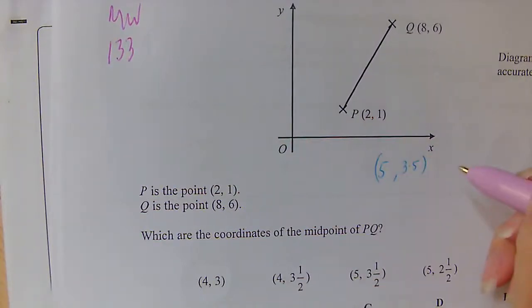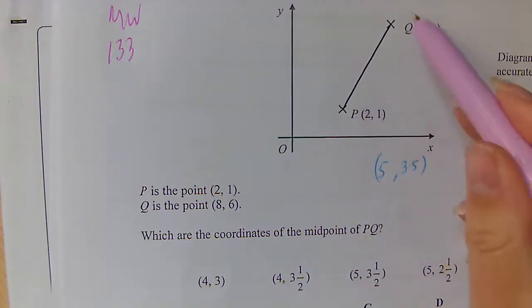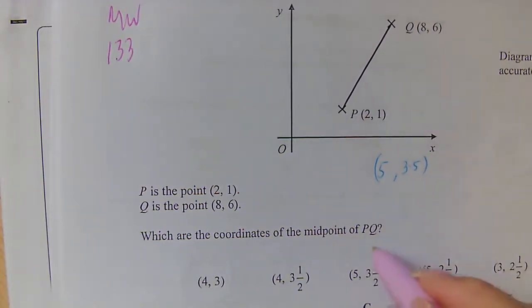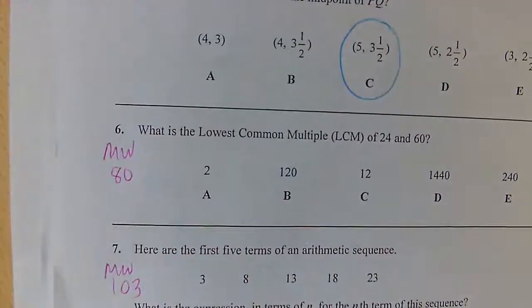That's the quickest way to do it. Another way to do it would be to maybe draw a little number line and work out what goes halfway between 2 and 8. But we're looking for 5 and 3.5. So there you go. What is the lowest common multiple of 24 and 60?